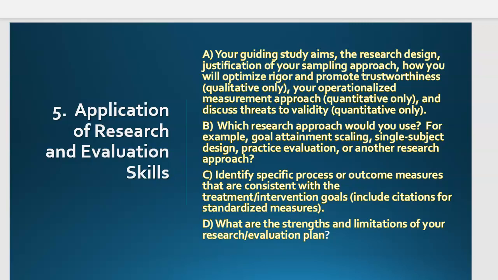Or if you're going to do an interview or a focus group, include a sample of what types of questions you might include. And then finally, D, what are the strengths and limitations of your research evaluation plan?